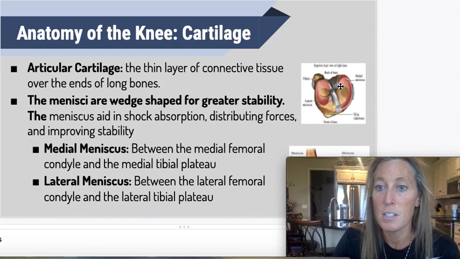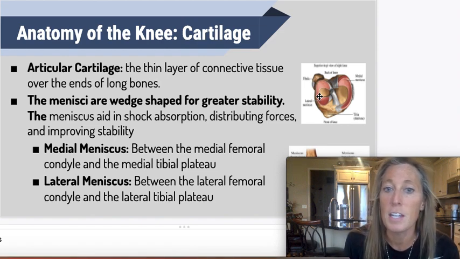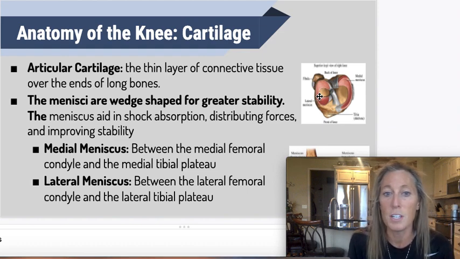You have a meniscus, you have a medial and you have a lateral meniscus. You can see them here. They are the red or the pink here. This is the fibula out here. So this is the medial meniscus, and this is the lateral meniscus. The menisci are wedge-shaped for greater stability. The menisci aid in shock absorption, distributing forces, and improving the stability of your knee.